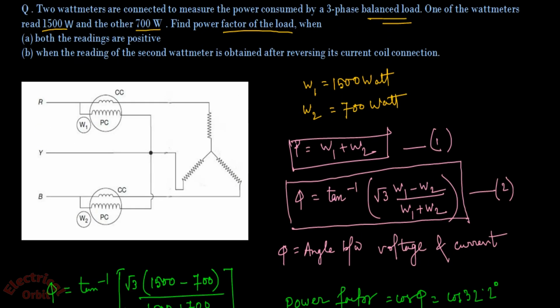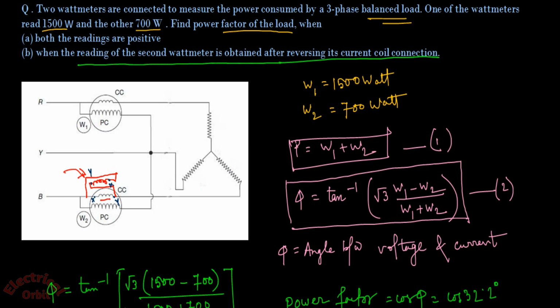Now what is the second part? The second part is when the reading of the second wattmeter is obtained after reversing its current coil connection. See, whenever you are reversing this current coil, that means your current coil connection should be like this. This will be your current coil connection. If at the first case the polarity of the current coil is, suppose this is X and this is Y, then after reversal the polarity will be, this is Y and this is X.